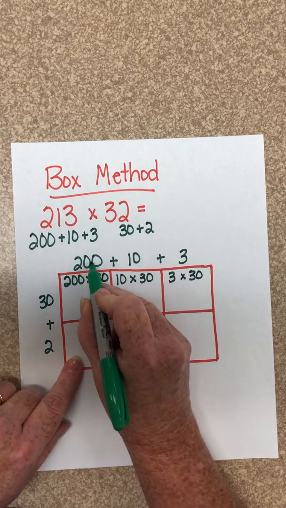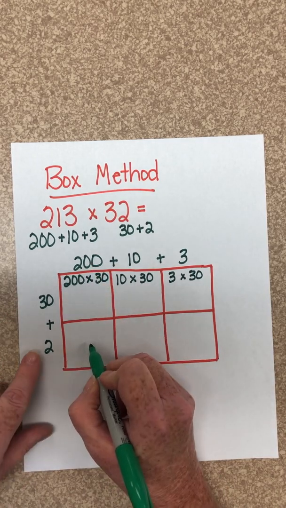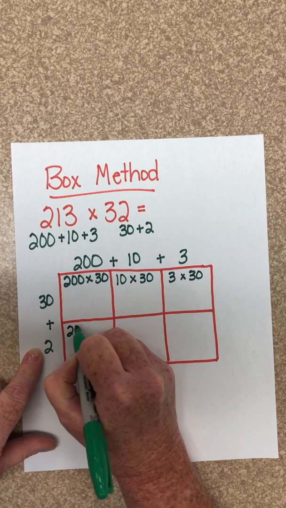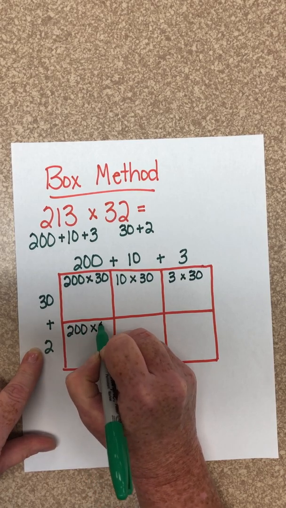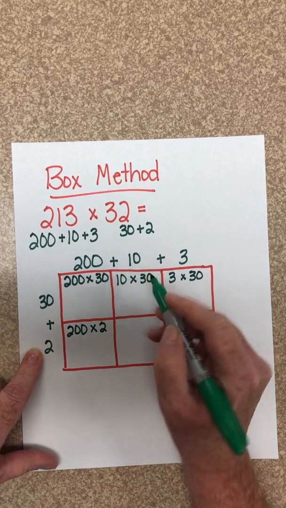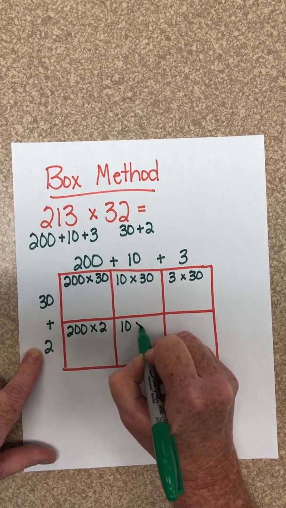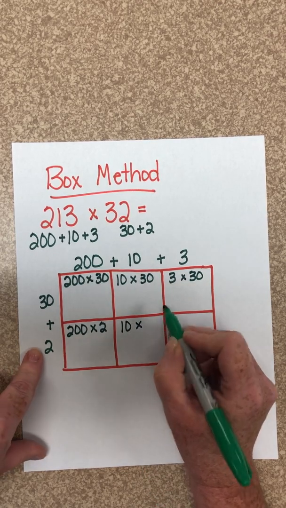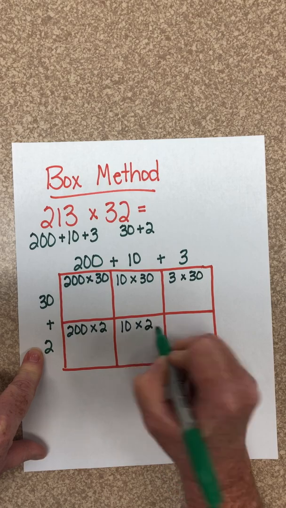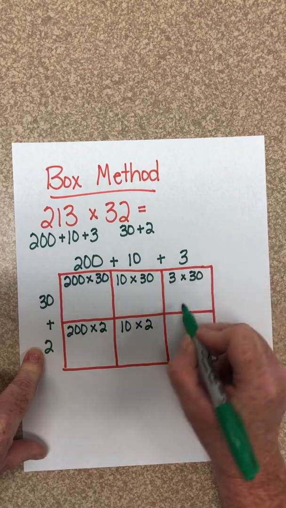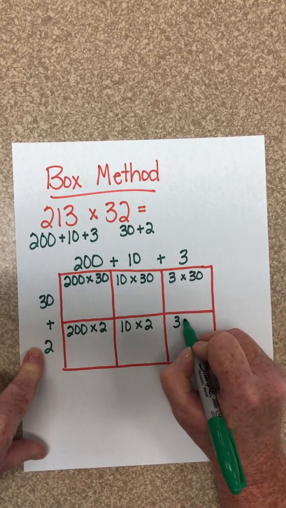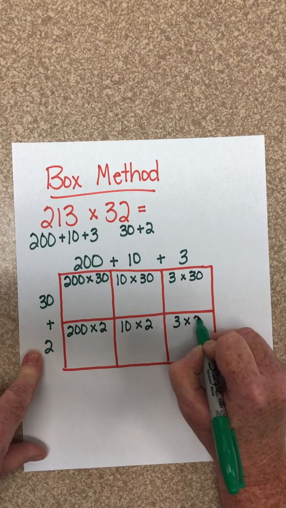Let's go to 200 times 2. It's the top number, 10 times the left number, which is now 2. And one more time, 3 times 2.